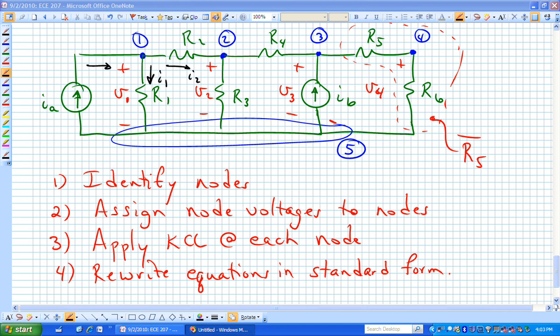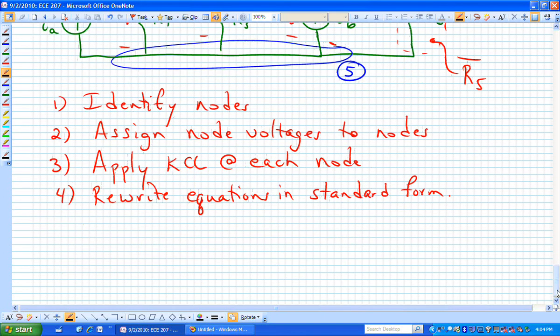Okay? All right, there's I sub 1, I sub 2, and that other black arrow is actually I sub A, isn't it? It's the same current. I want to do now KCL at node 1.